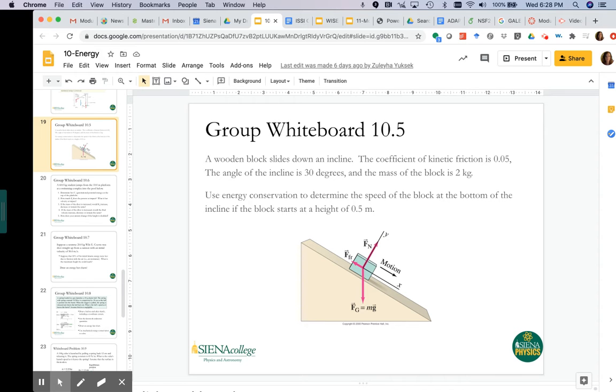Hey, we're going to solve group whiteboard problem 10.5. So we have a wooden block that slides down an incline. Okay, just sketching this on my paper.